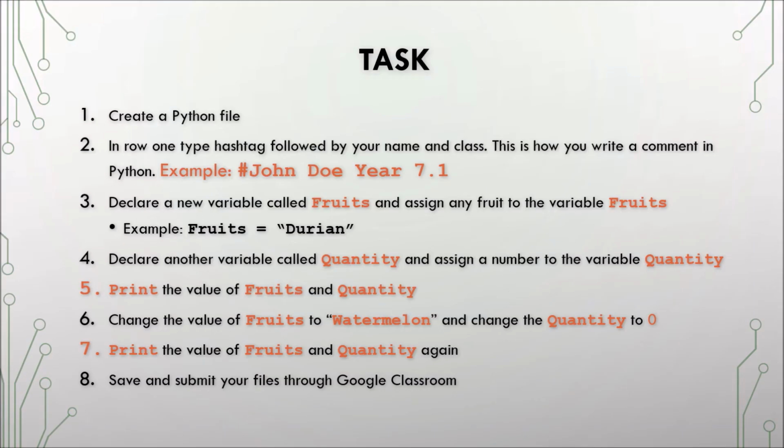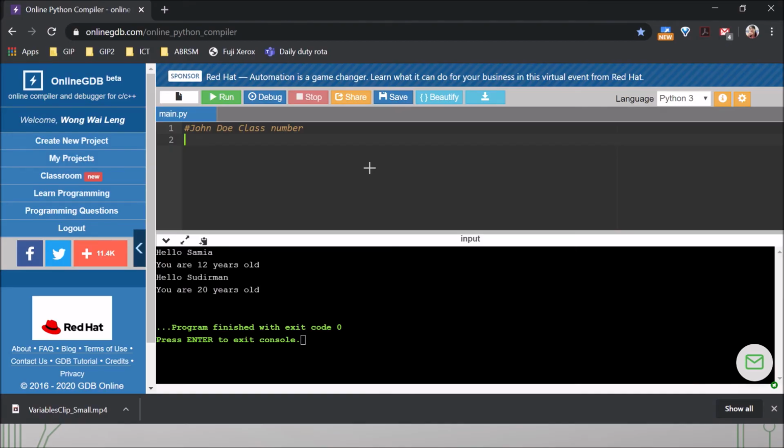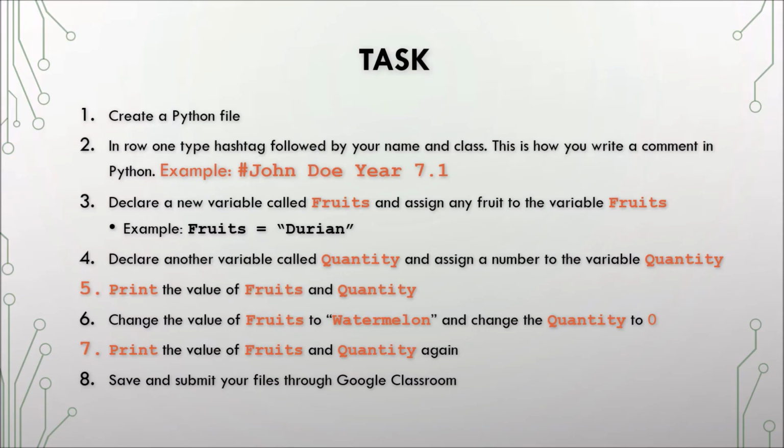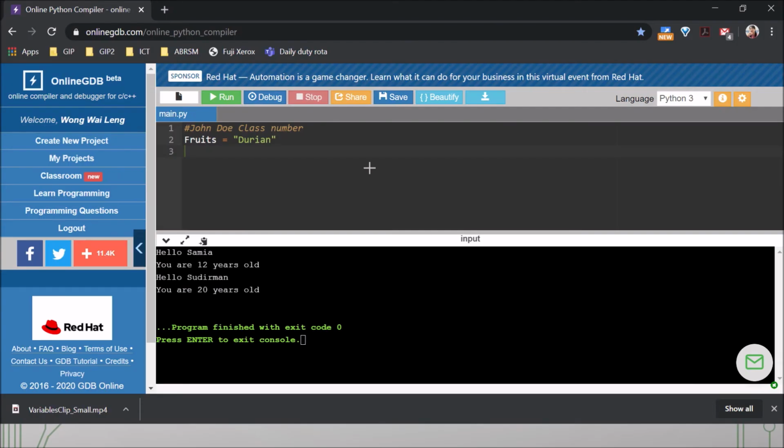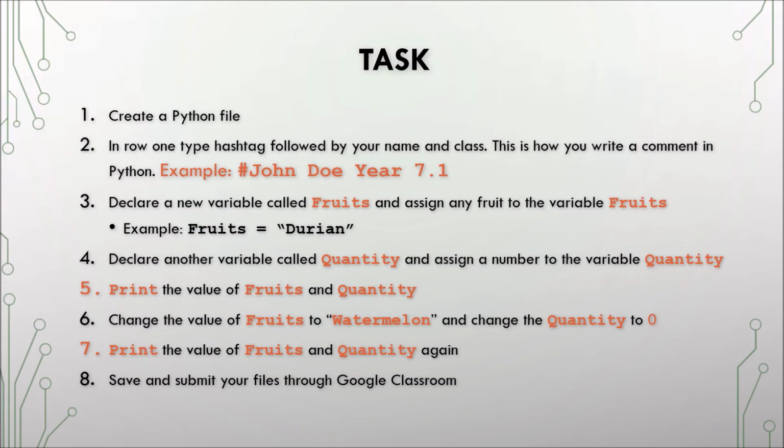And we're going to declare a variable called fruits and assign any fruit. So we have fruits, and I'm going to use back this example here, durian, but again, it's up to you. You may use a different fruit. And the second one is a quantity with a number. So a quantity and a number. I'm going to use 12. And I'm required to print the value of fruits and quantity.